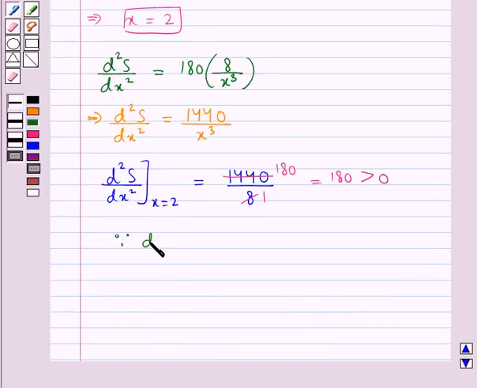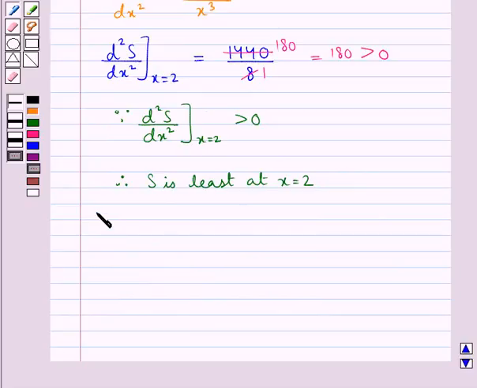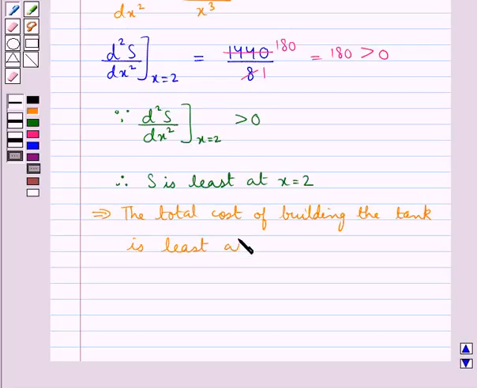Now since d2S by dx2 at x equal to 2 is greater than 0, therefore S is least at x equal to 2. S is least means that the total cost of building the tank is least at x equal to 2.